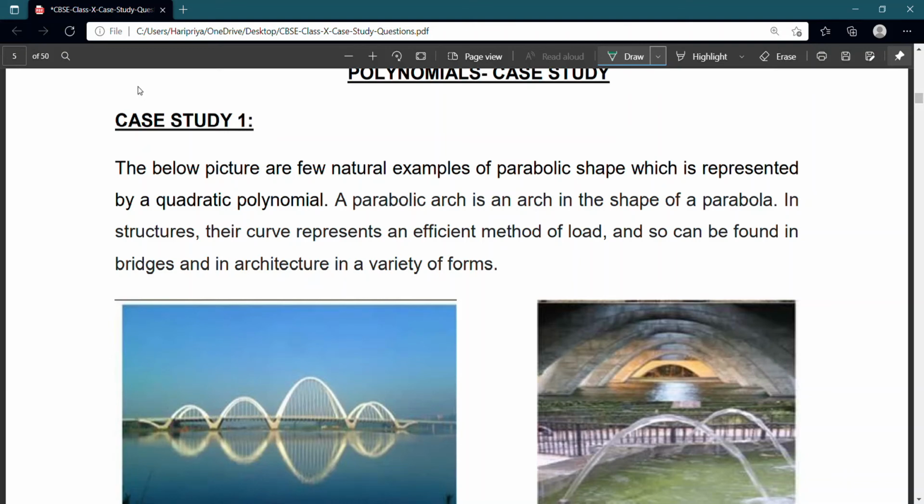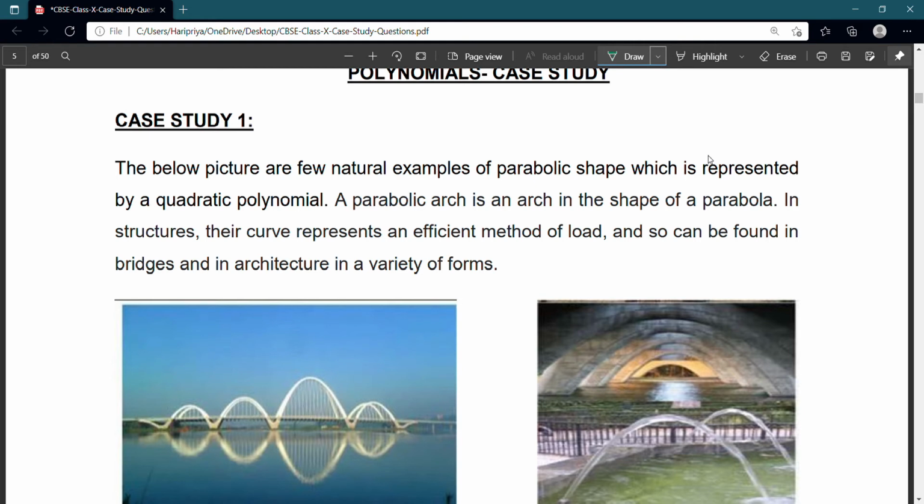Hello children, this is the case study of polynomial. In the previous video I have explained the complete chapter of polynomial, and based on the chapter, here are a few case studies. This case study was given by the boards 2021. So the first case study: the below pictures are a few natural shapes of the parabolic.